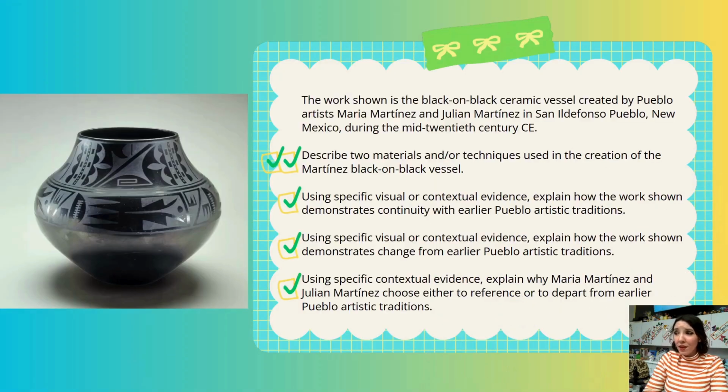So here we have our example, and right off the bat, we see the image on the left here that is from the 250. But don't worry if you're like, oh my God, I don't even remember this. This was homework in the winter packet. It's going to give you the identification information. So right away, that first paragraph says the work shown is the black on black ceramic vessel created by Pueblo artists Maria Martinez and Julian Martinez in San Ildefonso, Pueblo, New Mexico during the mid-20th century CE.